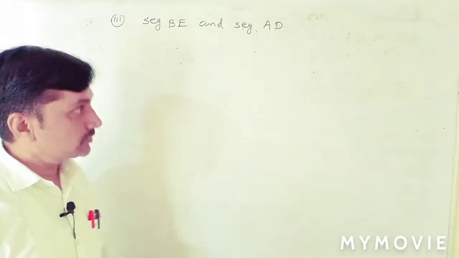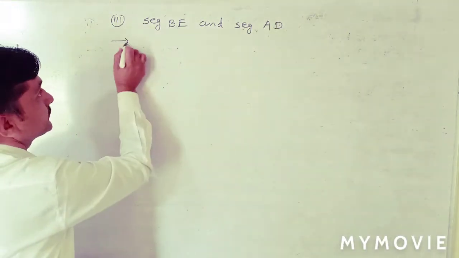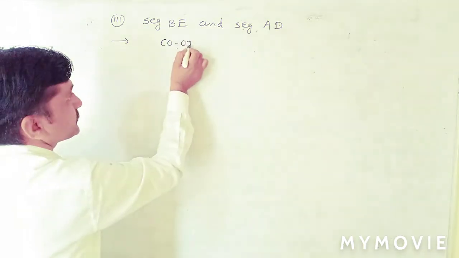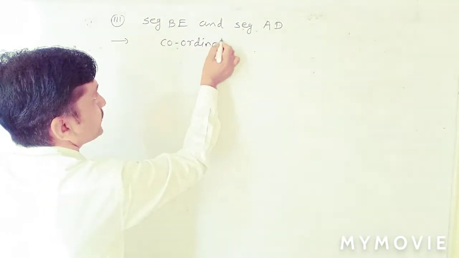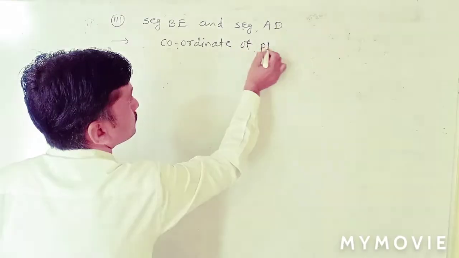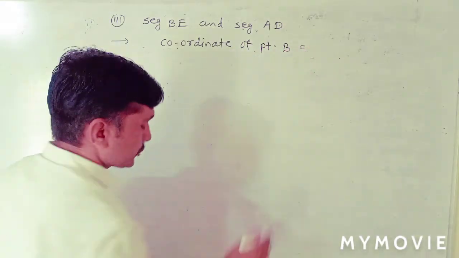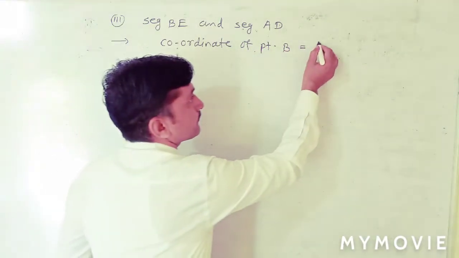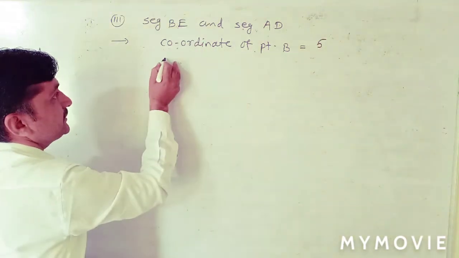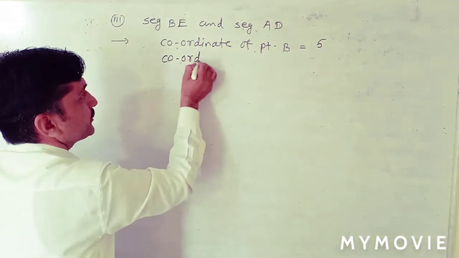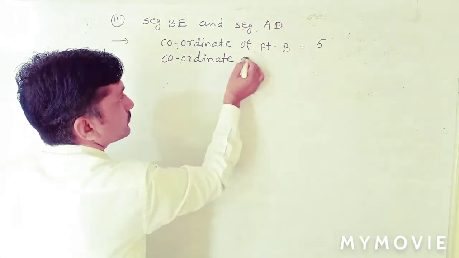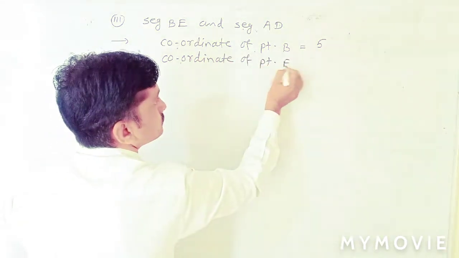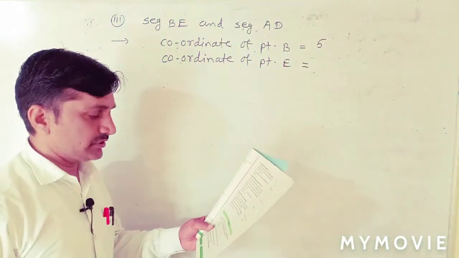Third pair, seg BE and seg AD. Let's find the distances. Coordinate of point B is 5. Now for E, coordinate of point E is given here, 9.